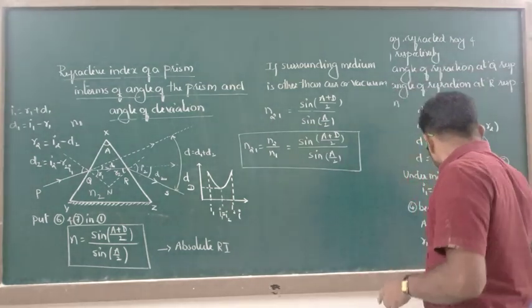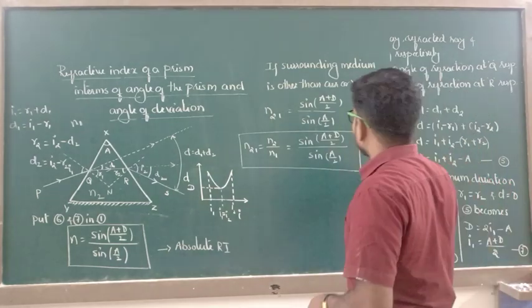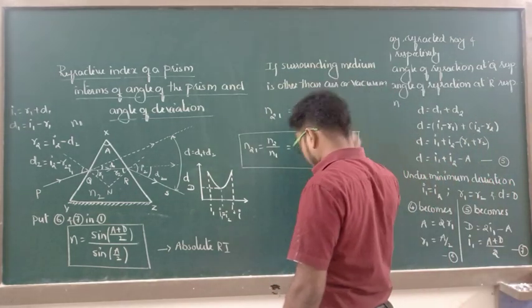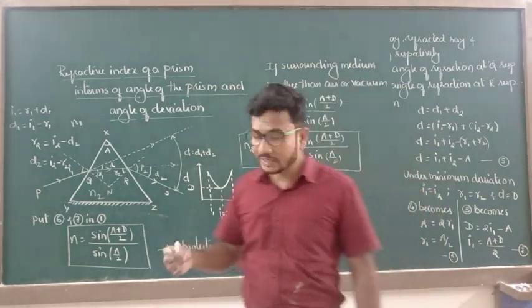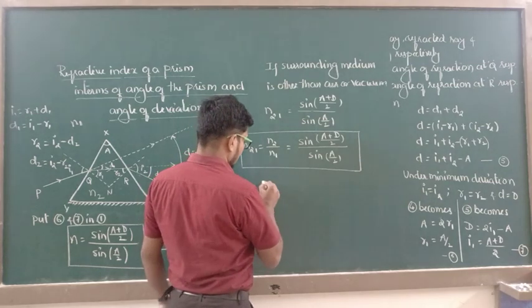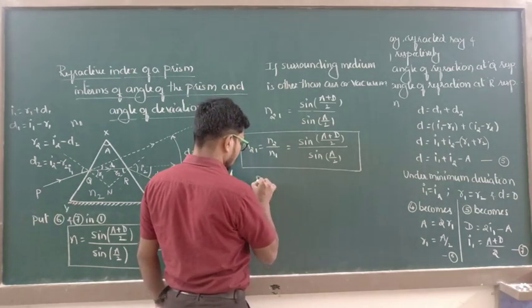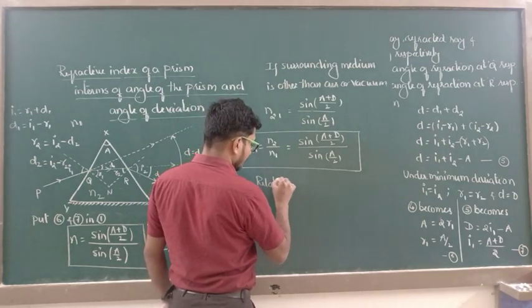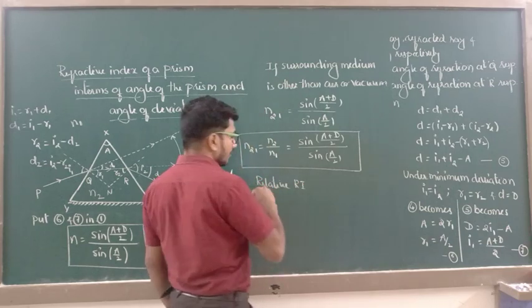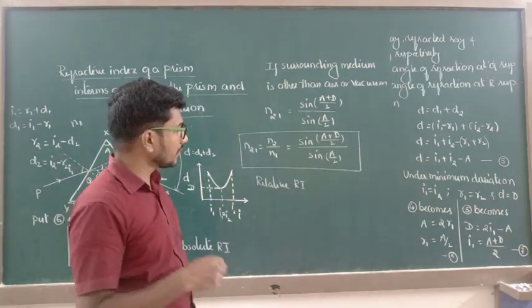So this is a relative refractive index, absolute refractive index, and relative refractive index, that is, refractive index of one medium with respect to another medium.